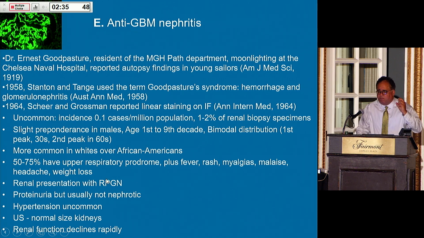Presentation is with a really fulminant renal failure, rapidly progressive glomerulonephritis, and these patients have no time to develop hypertension. They usually have some proteinuria, but not nephrotic range proteinuria. Renal ultrasound is normal, and the renal function declines rapidly.